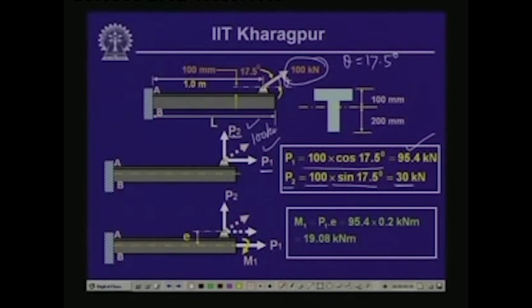Now, this P1 is acting away from the CG of the cross section of this member. If I transfer this horizontal load to the CG of the member, then it will be associated with a moment, as indicated over here. Now this load P1 is transferred to the CG of the member and it is associated with moment M, which is equal to load P1 times this eccentricity E.